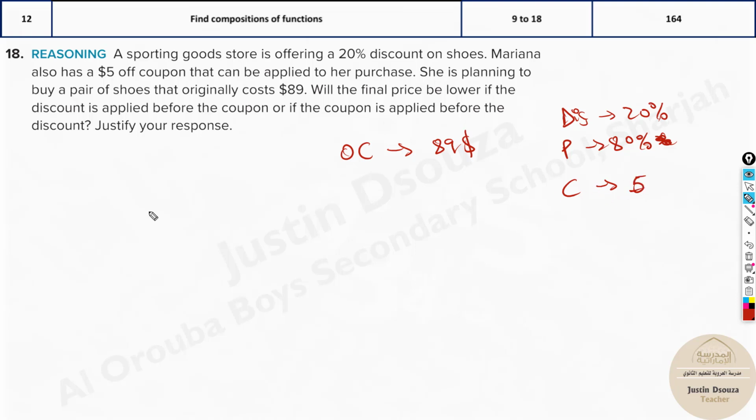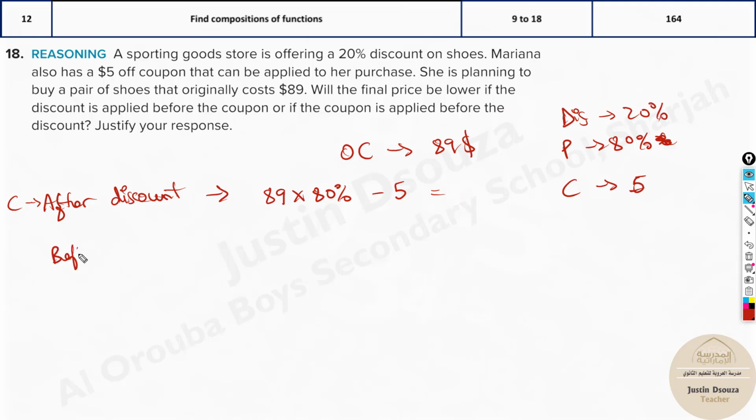So now one thing is, let's try after discount. The coupon is added after discount. $89 multiplied by 80%, because after discount you will have 80% of the price. Then you subtract 5. Whatever the answer is, this is applying the coupon after discount.